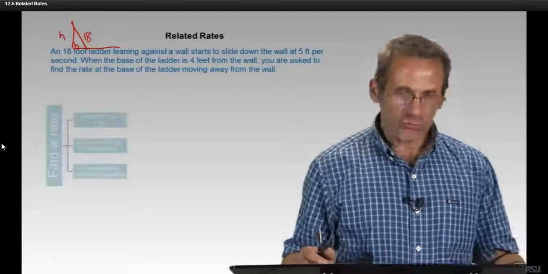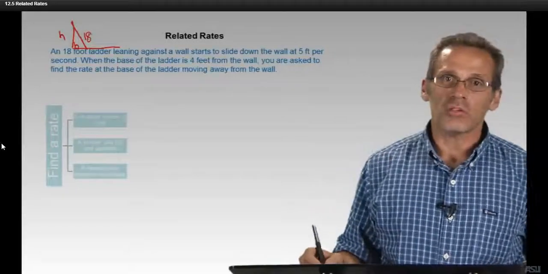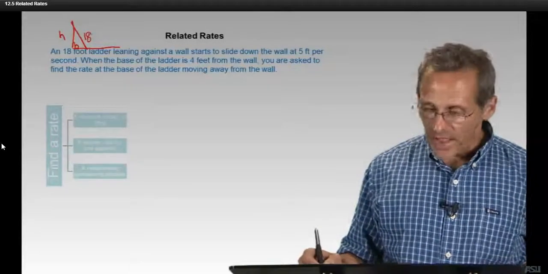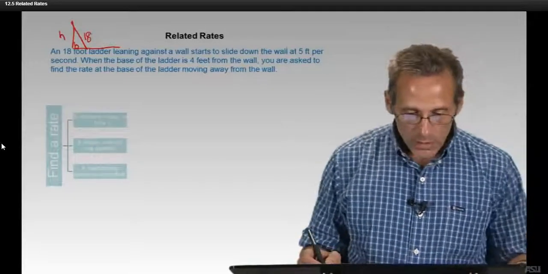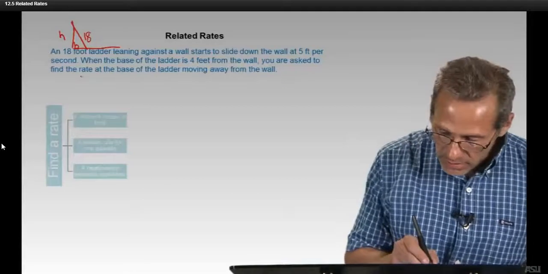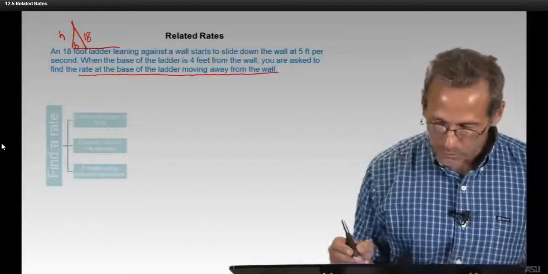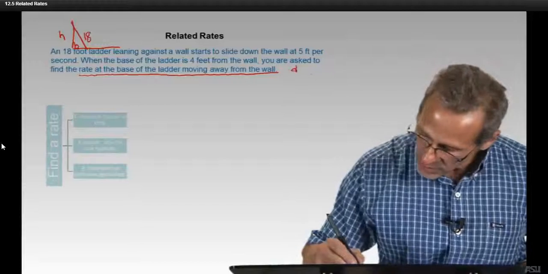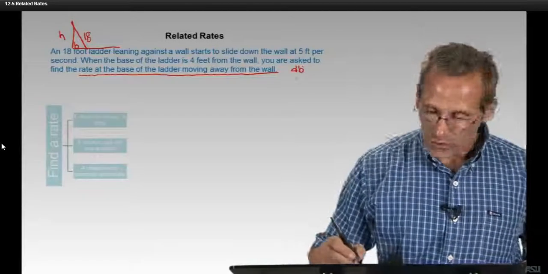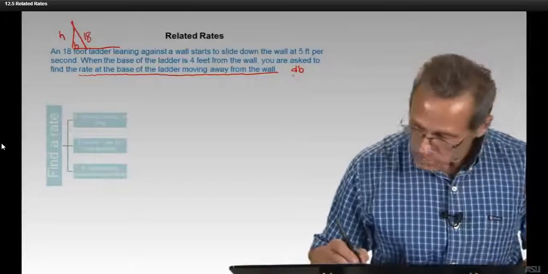So we use our rubric, and we say to ourselves, what are we looking for? We're going to find a rate. So we're asked to find the rate the base of the ladder is moving away from the wall. So we're looking at a change of base per time.